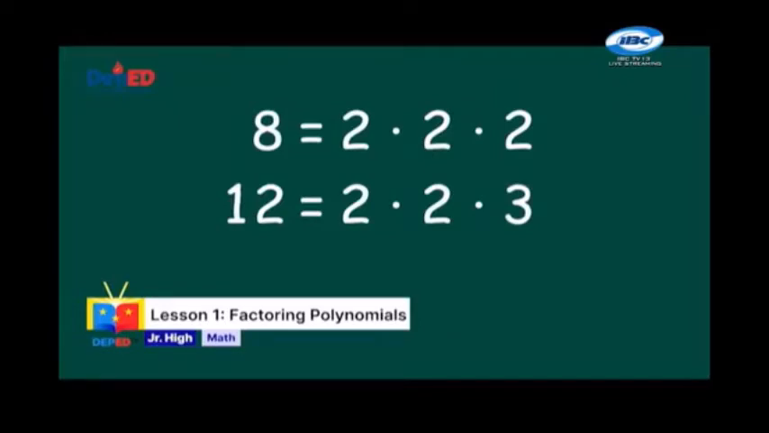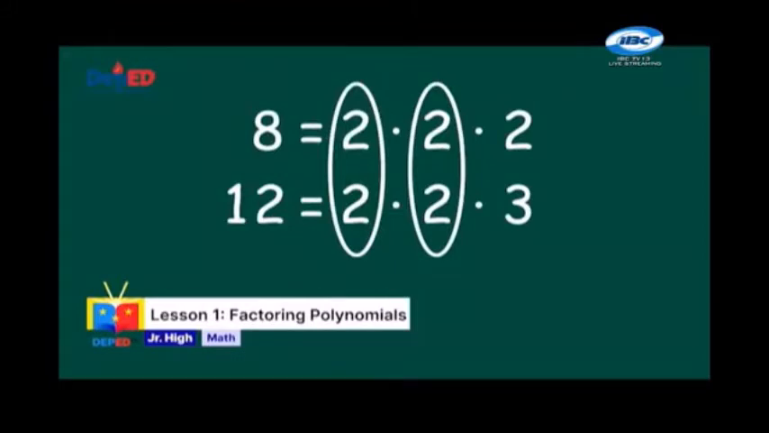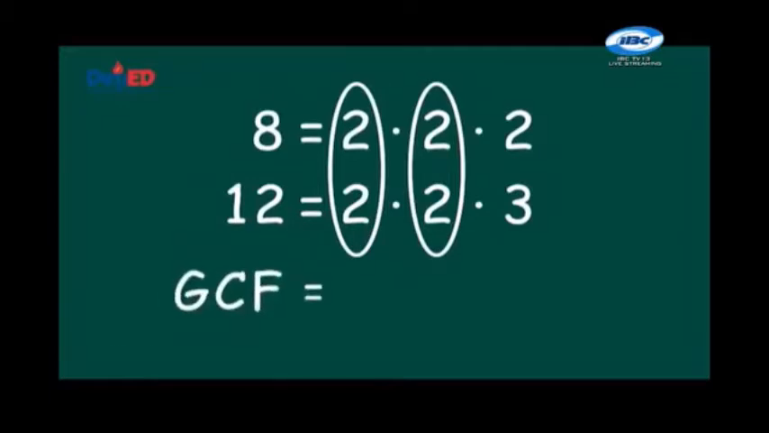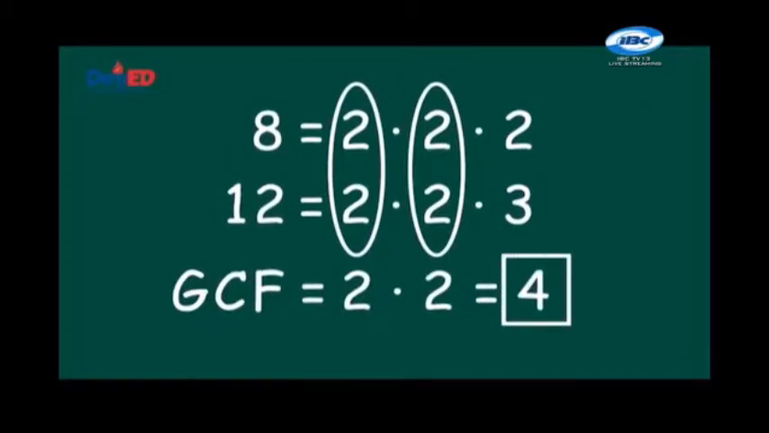Next, we identify common prime factors of the given numbers. We can show them by encircling the common factors by pairs. Last is to multiply the common factors. So what is the greatest common factor of 8 and 12? The greatest common factor is 4, which is the product of the common factors 2 times 2.